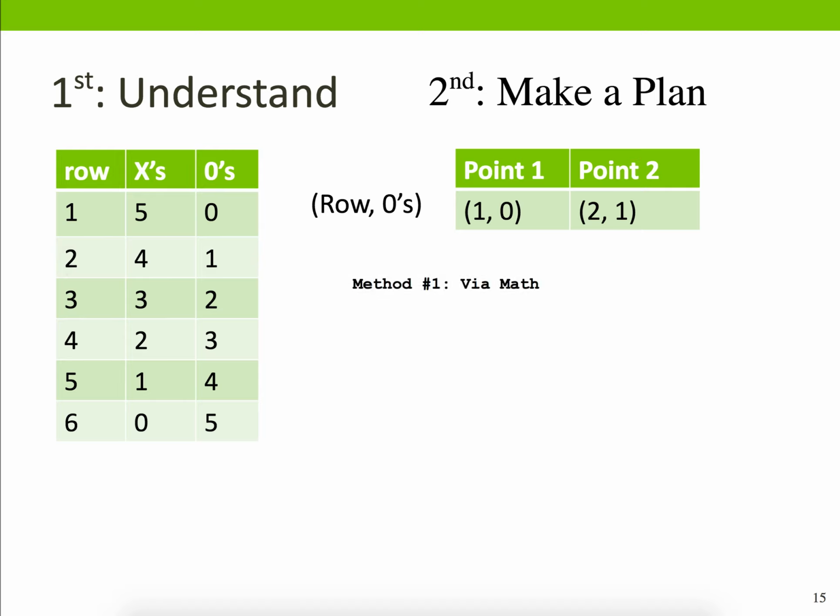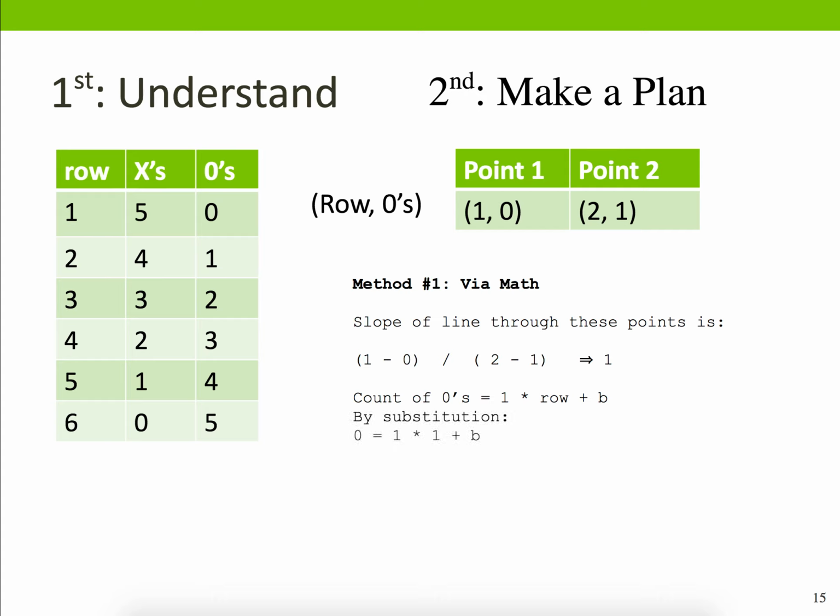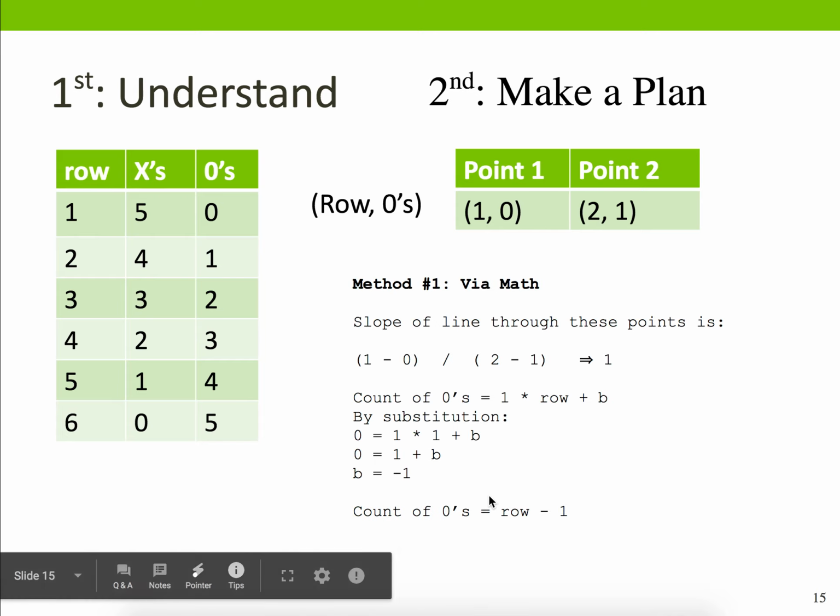So I'm going to use my math. This is my method number 1 still. Slope through the points, do my rise over run. I get 1. That means my count of zeros is 1 times rho plus b. So by substitution, I add the point back in, and what I get is simply that b is equal to minus 1. So I plug that into my equation, y equals mx plus b, and I get the count of zeros equal to rho minus 1.